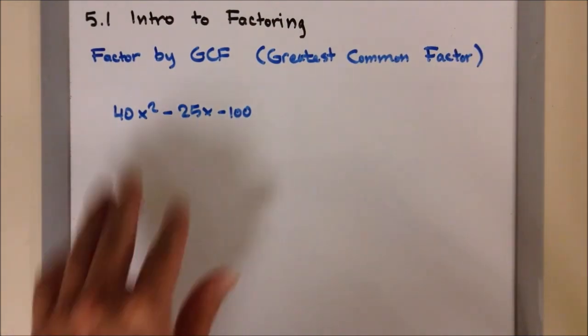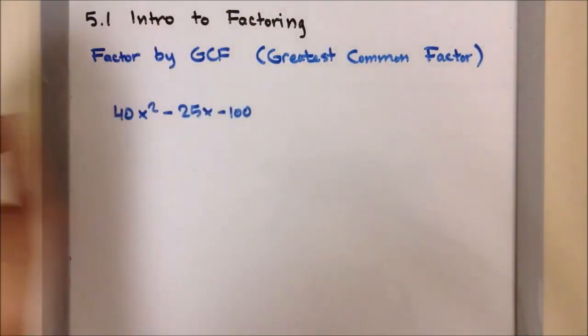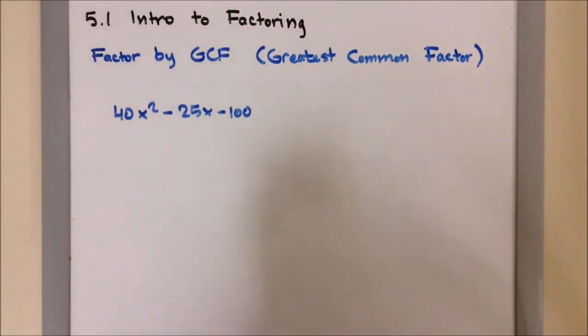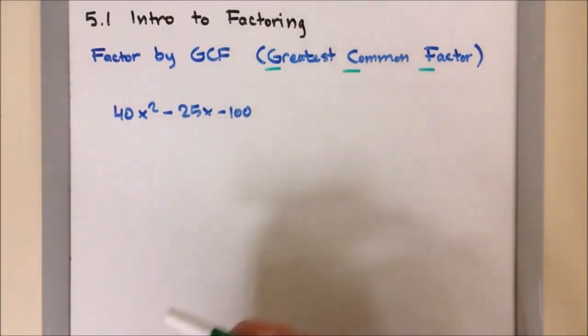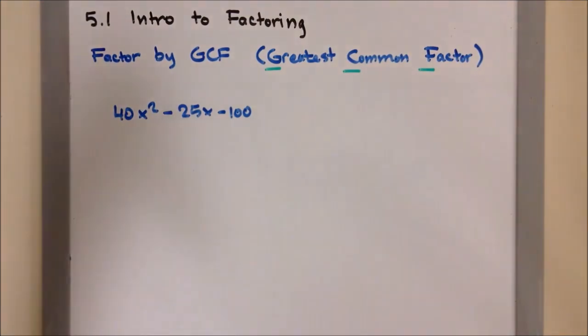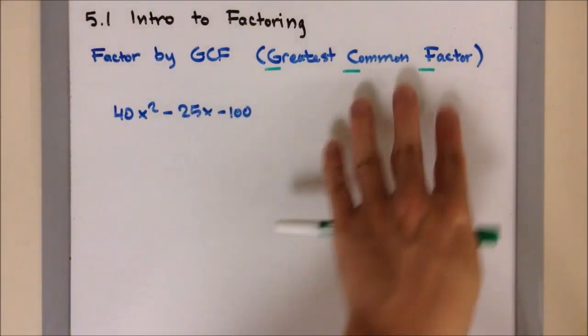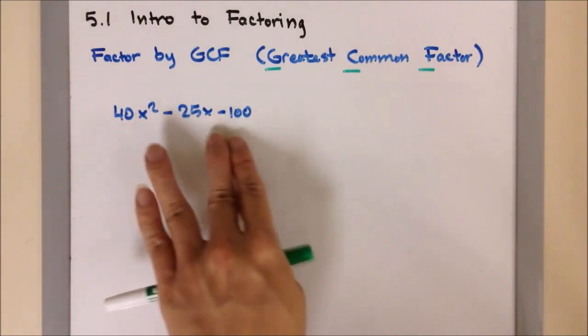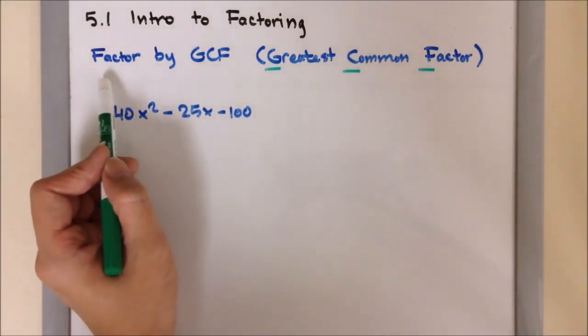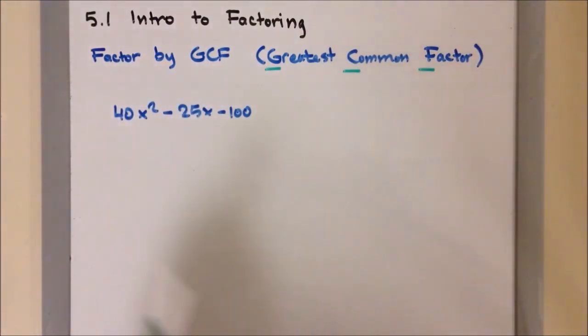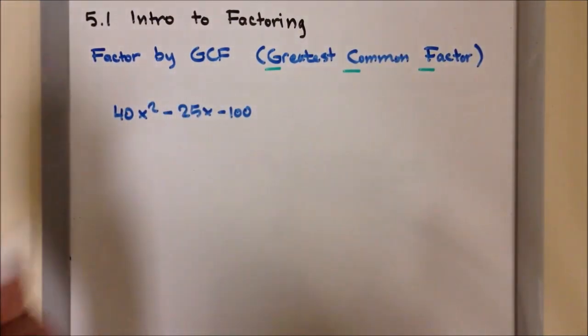In the first part, we're going to cover factor by GCF. GCF stands for greatest common factor. So greatest common factor means that you're going to be looking for a common factor that's within each term. So if it says factor by GCF, that means that you're going to look at each of the terms.